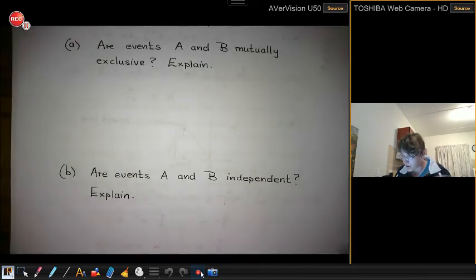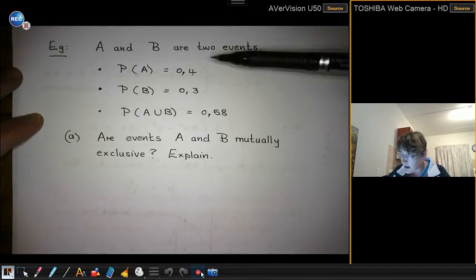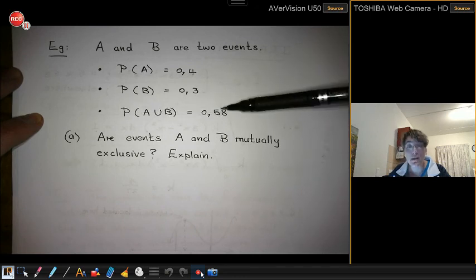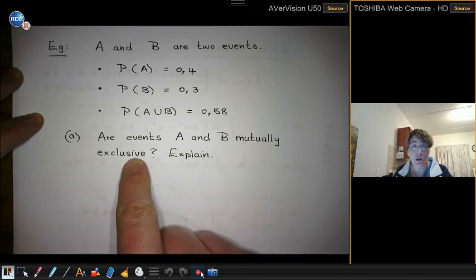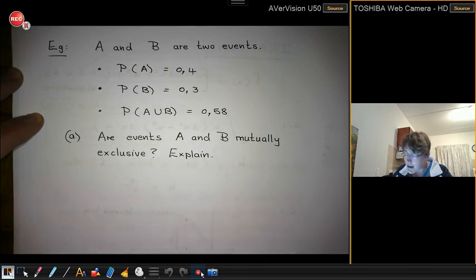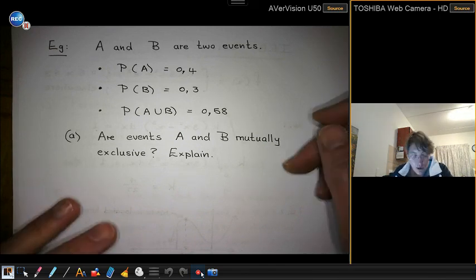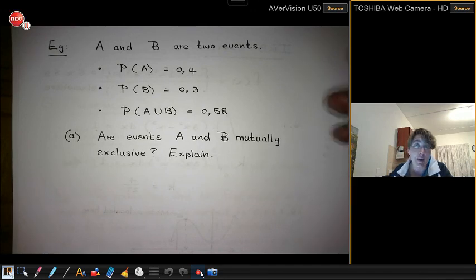Now, the last example over here, they give you A and B are two events. Probability of A 0,4, probability of B 0,3, and the probability of A or B is 0,58. Now the first question they ask, are events A and B mutually exclusive? And explain. Now in mathematics, people, when you explain, you are actually required to explain it mathematically. In other words, you're required to explain it by doing a mathematical calculation. Just using a bunch of words is not enough. So I need to go back to that definition of mutually exclusive, and I need to do my calculations to understand whether it's mutually exclusive or not.